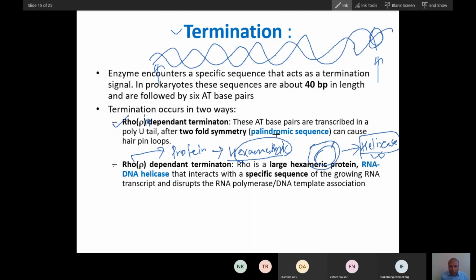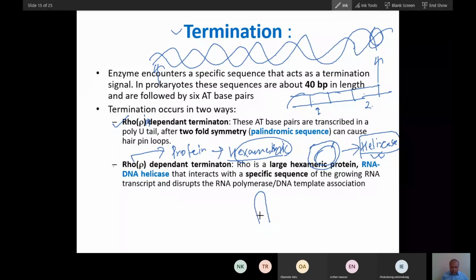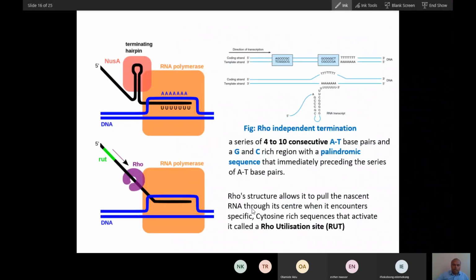In the rho independent process, you will see there are specific sequences along the DNA. Sequence number 1 is the opposite of sequence number 2, so these two sequences will form hydrogen bonds with each other, and that is how the RNA produced will form a hairpin loop. Let's see how it happens. So this is rho independent.